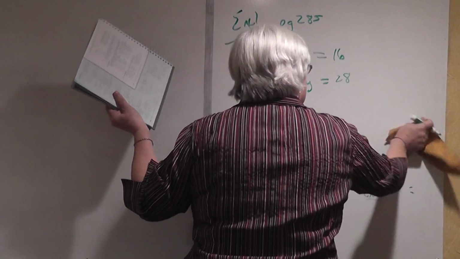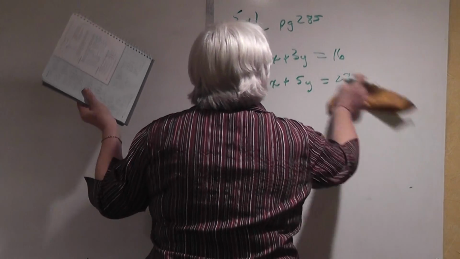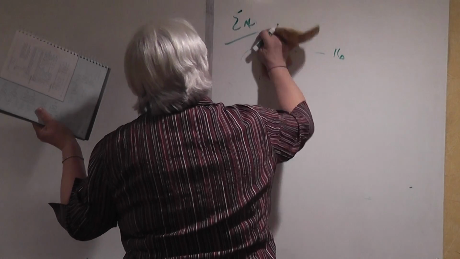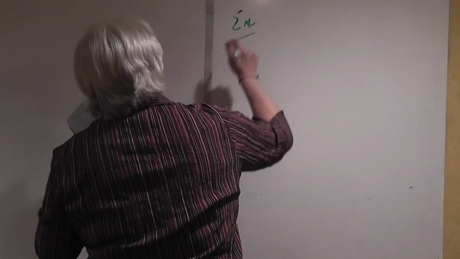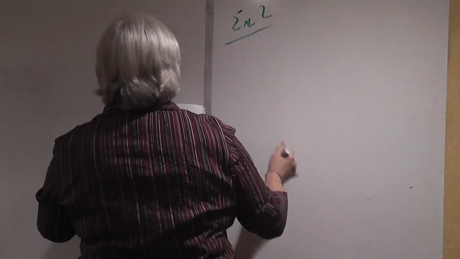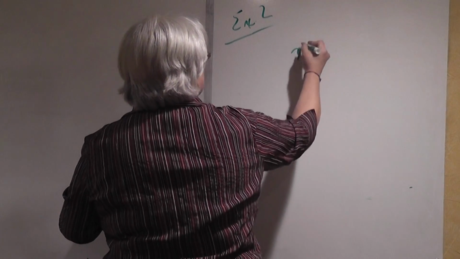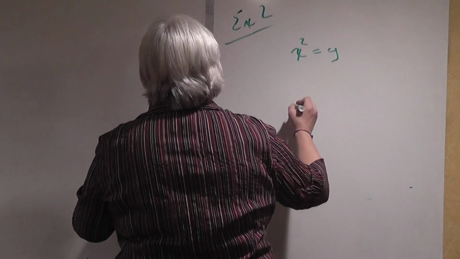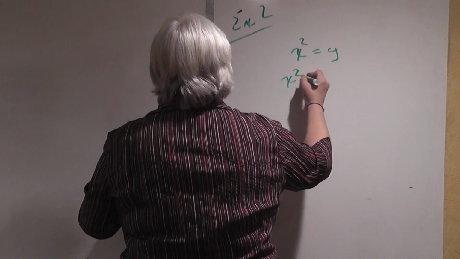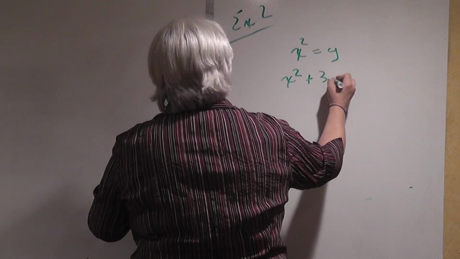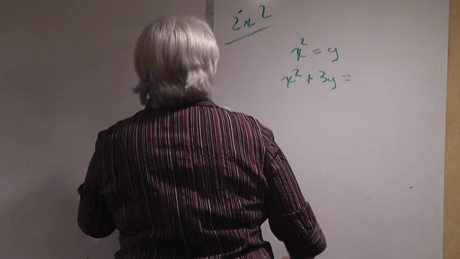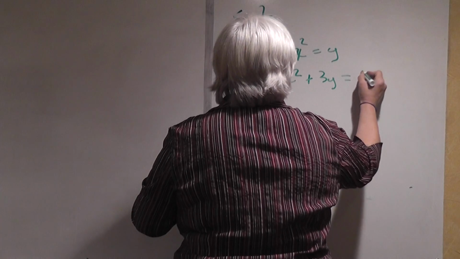And you might be tempted to think, oh no, I can't do this, Miss Weibel. You're so mean. Well, no, it's very straightforward. Solve the system. X squared is equal to y. X squared plus 3y is equal to 64.